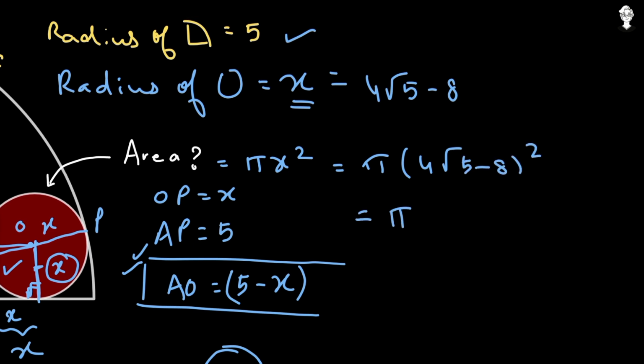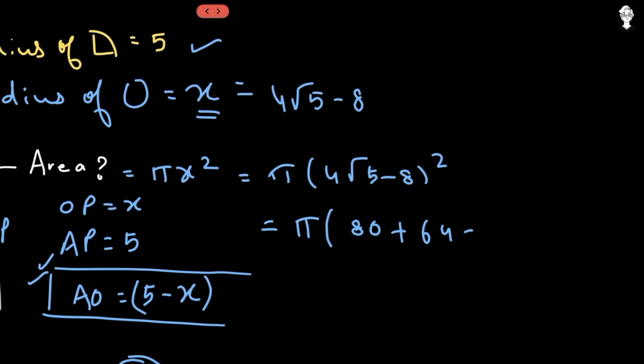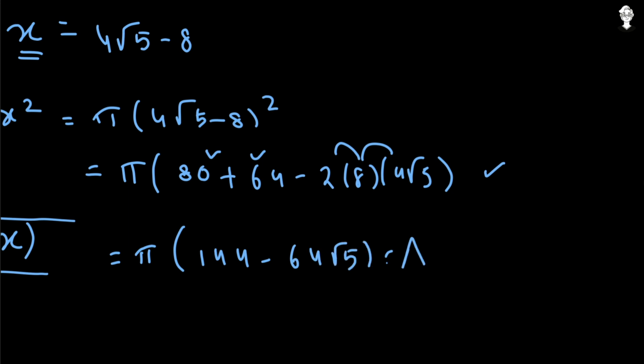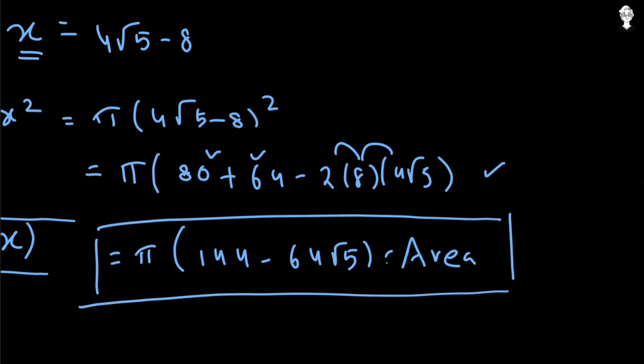This would be equal to pi multiplied by: 4 square root of 5, the complete square, becomes 16 into 5, that's 80, plus 8 square, that is 64, minus 2 times 8 times 4 square root of 5. Now if you simplify this further, you will get the area of the red circle equals pi multiplied by 80 plus 64, that's 144, minus 2 into 8, 16, into 4, 64 times square root of 5. And this is the area of the red circle, and that's the answer that we were looking for.